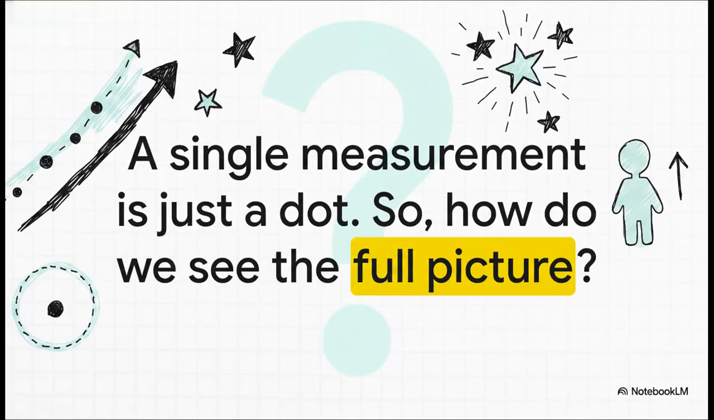Exactly. A single point on a chart just tells you where a child is today. But is that good? Is that bad? Are they growing well? To answer any of those questions, you need more dots. You need to connect them over time. The trend, what we call the velocity of growth, is so much more important than any single measurement.